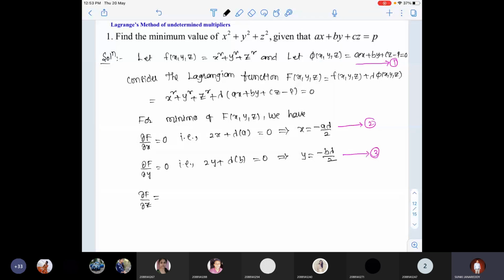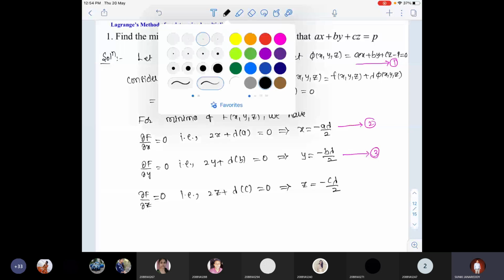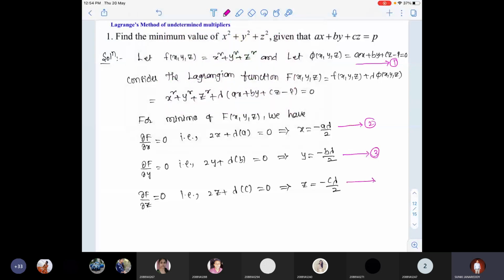That one is equal to 0. That is 2z plus lambda into c, that one is equal to 0. Now z is equal to minus c lambda by 2. Here we know the x, y, z values, right?